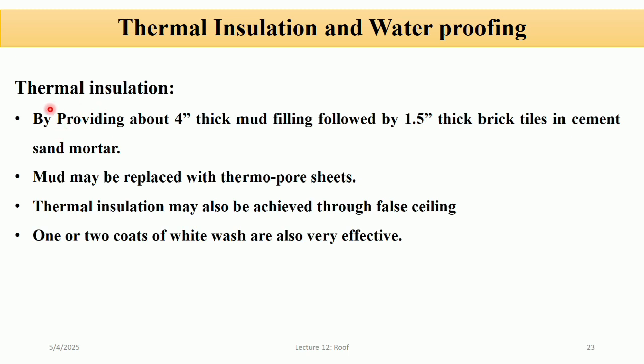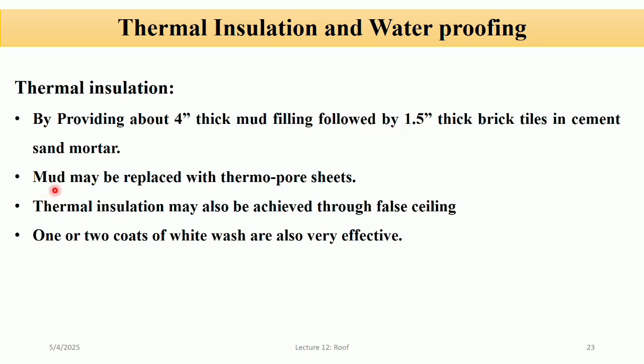We can do thermal insulation by providing about 4-inch thick mud filling followed by 1.5-inch thick brick tiles in a cement sand mortar. The mud layer, which is 4-inch, acts as a natural insulator. It has a high thermal mass, meaning it absorbs heat slowly during the day and releases it slowly at night. And the brick tile of thickness 1.5-inch laid over the mud using cement sand mortar gives a durable finished surface that also protects the mud layer. This traditional method is cost effective and widely used in South Asia.